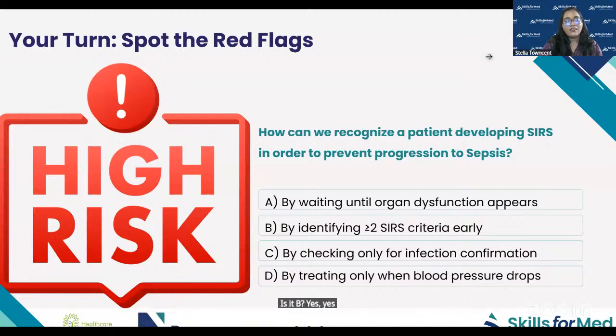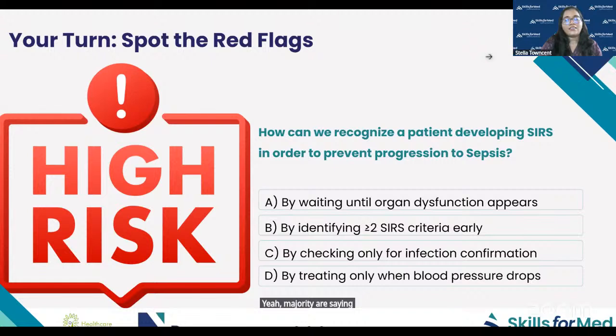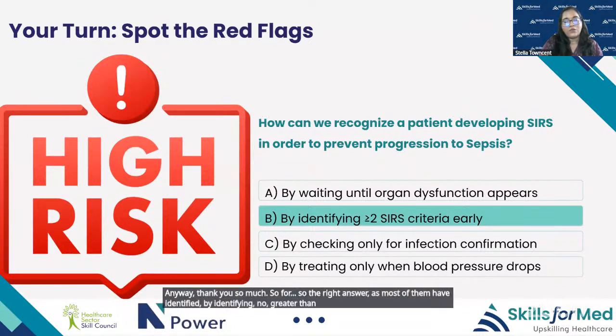Some are saying C, and most of them have answered B. The majority are saying B, identifying two or more SIRS criteria early. So thank you so much. The right answer, as most of them have identified, is identifying greater than or equal to 2 SIRS criteria early. This is how you are going to recognize a patient developing SIRS.